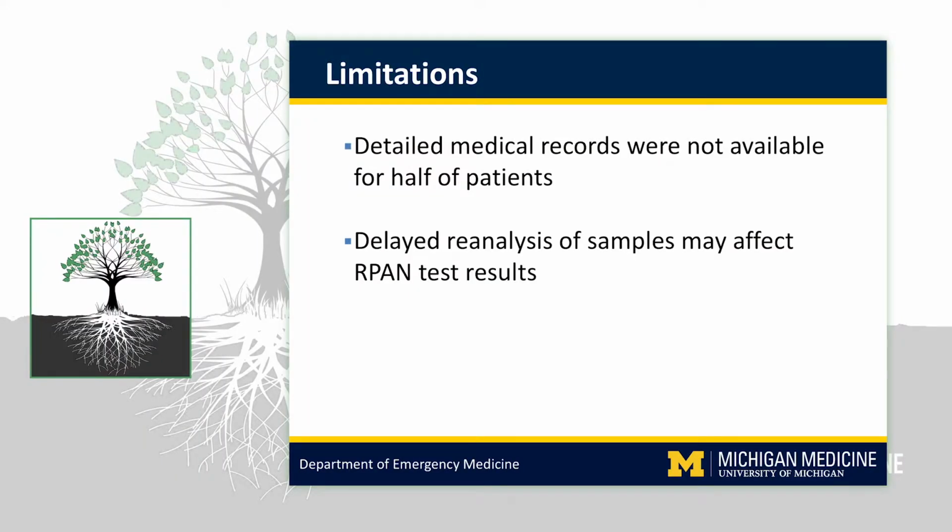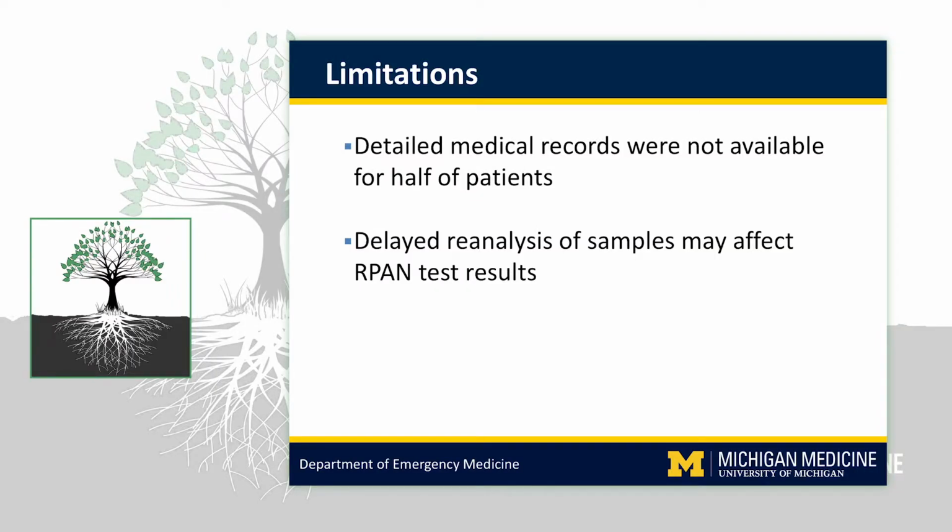There were a few limitations to my study. For one, detailed medical records were not available for half of the patients because those particular patients were tested in ambulatory clinics and did not have a MyChart record. Additionally, delayed reanalysis of samples may affect RPAN test results. However, DNA should not significantly degrade over time, and validation testing through repeat dedicated pertussis PCR is being completed. Among the 10% of samples that have been already retested, there does not appear to be a significant degradation, but validation of those remaining samples is still underway.